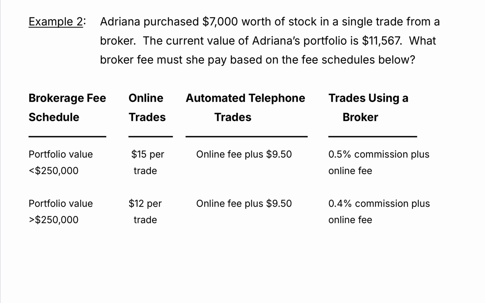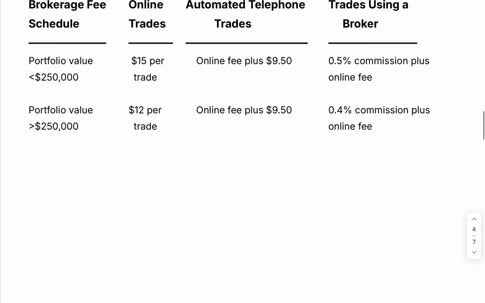Well, let's take a look. Adriana's total portfolio is $11,567, so she's going to fall into this category. Now, the next thing to do is to determine what kind of trade she made. Well, it says that she made a single trade from a broker, okay? So that would land her in this category here. So that means she's going to have to pay a 0.5% commission plus online fees, all right?